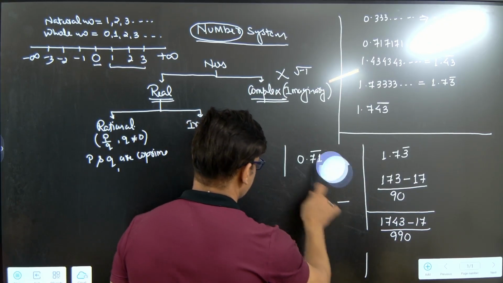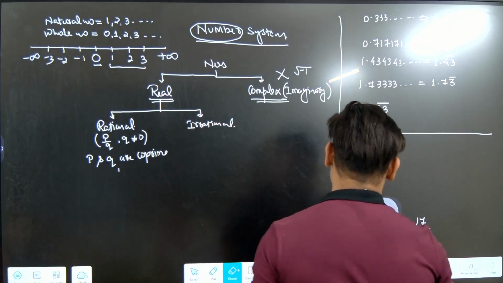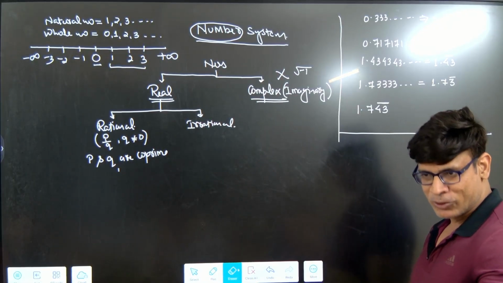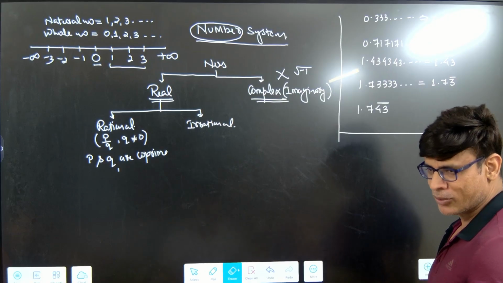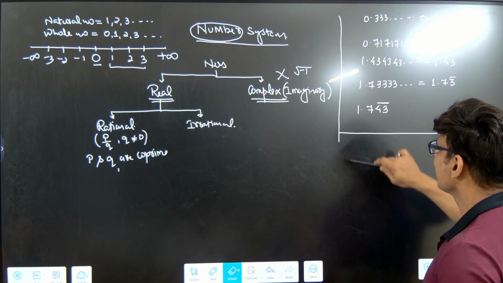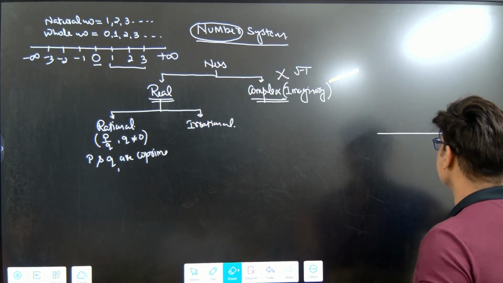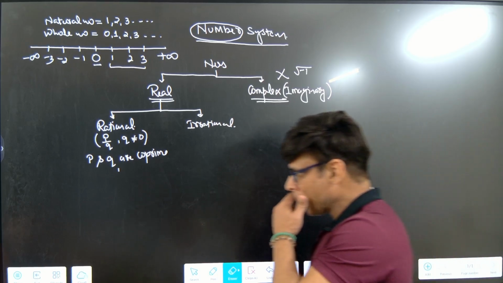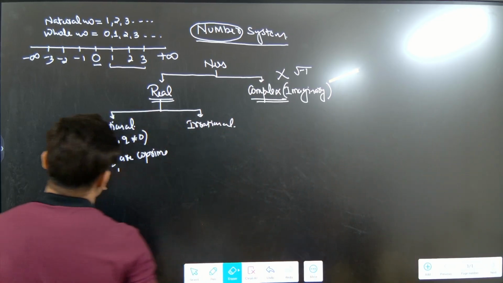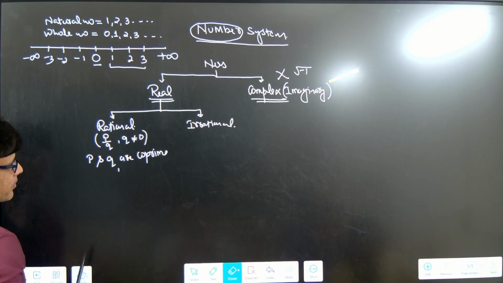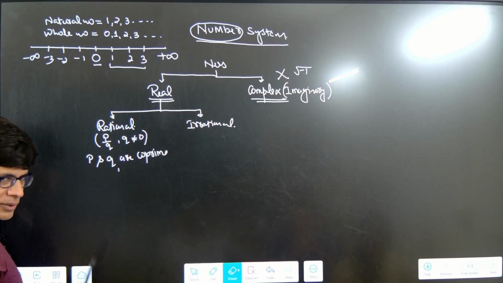Simply, is this integer negative, 0, or positive? Remember this question. Is this clear? Yes. Any doubt in this? Okay.